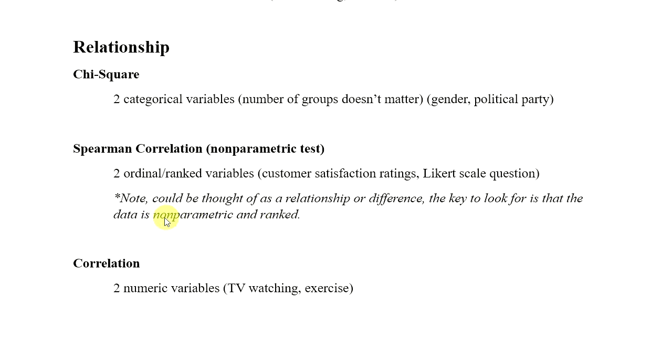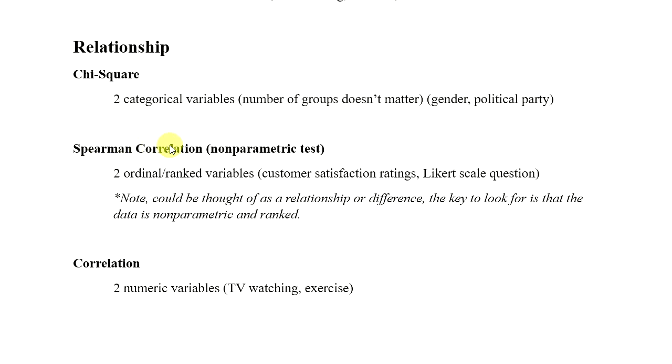And that's really important. In order to do a Spearman correlation, it is a non-parametric test and it is ranked. So that's the big difference between the Spearman correlation and the regular correlation, the Pearson correlation. The Spearman correlation is non-parametric ranked data, where the regular Pearson correlation is just two numeric variables. In both cases, you can refer to them as a relationship, but for the Spearman, you could also talk about it in terms of a difference. It can go back and forth.